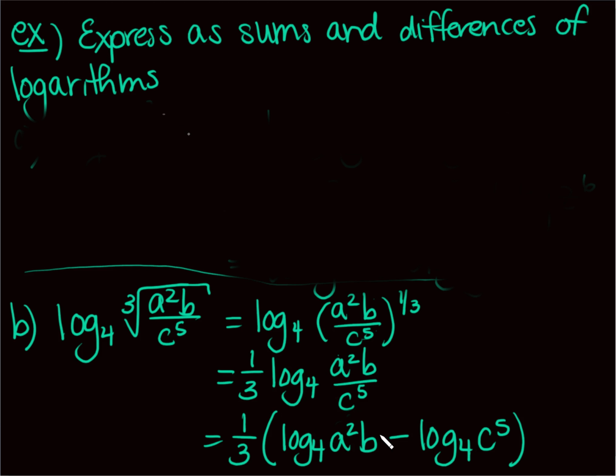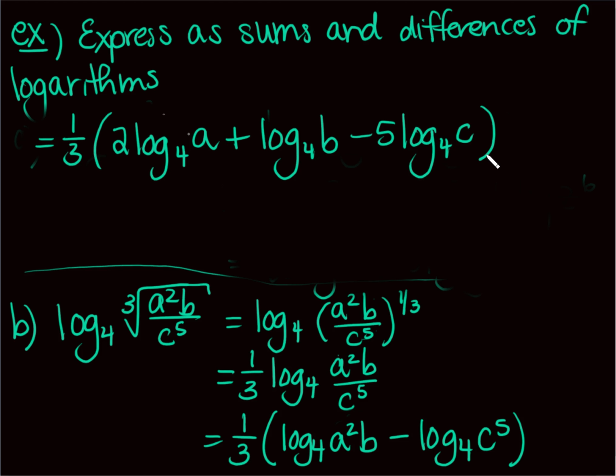So what else can I do to this? I still have the 1/3 out front, and I'm going to break these apart, and bring the power rule down at the same time. So I have log base 4 of b, and then minus 5 log base 4 of c. And now you could leave it like that, or if you have a hankering to take that 1/3 through, you could do 2/3 log base 4 of a plus 1/3 log base 4 of b minus 5/3 log base 4 of c.